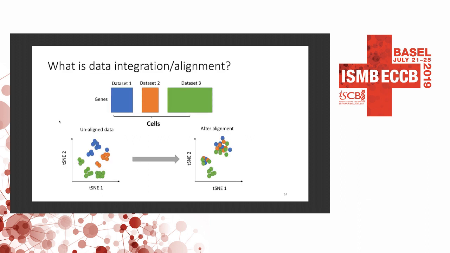So what is data integration or alignment? I have a simple cartoon. Say you have several different data sets. For example, you measure the same tissue, say kidney tissue, on three different samples, three different individuals. You are thinking that these are all healthy people, and you will see common cell types in these three people. However, if I just merge the data and treat them as one data set, when you visualize the data, that doesn't always happen.